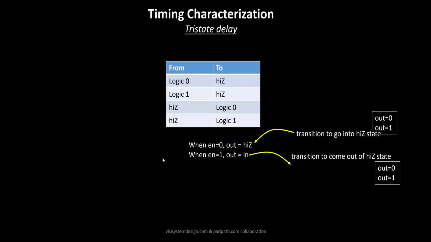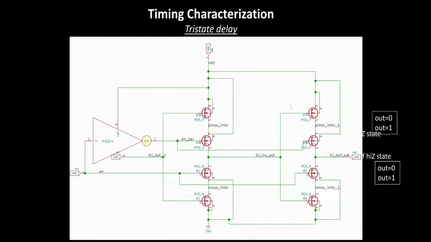Now let's see how we do it, but before that let us enter into the interiors of the tri-state buffer. So this is the interior of the tri-state buffer. This has an inverter and a bunch of NMOS and PMOS over here. This circuit looks a bit complex, so let me try to simplify this one for you.